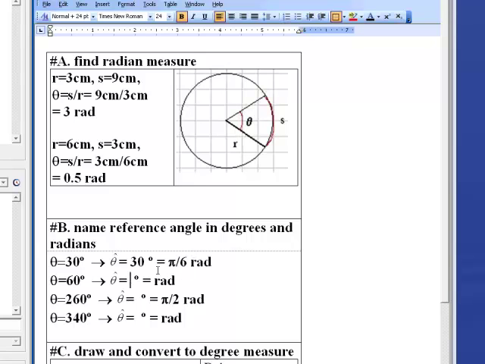Next one is 60 degrees, so reference angle is 60 degrees, and 60 degrees is 1/3 of 180 degrees, so it's pi over 3. The next one is 260 degrees, so 80 degrees is the reference angle, and of course this one is not pi over 2, but I have to see 80 divided by 180, so 8 over 18, or 4 over 9, so we have 4 pi over 9.